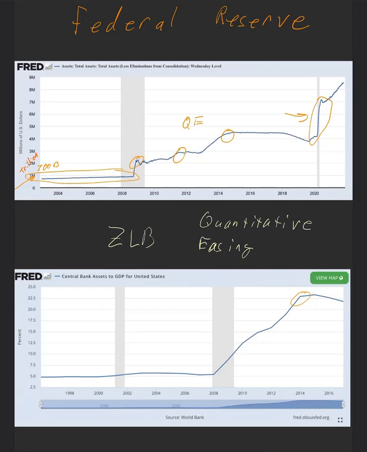Now, in reaction to 2008, we get our first episode of quantitative easing. It takes us up to 2 trillion. Okay, so more than doubling, almost tripling. In fact, actually, I think it did triple, because if you look, there's 2 trillion. Tripling of the Fed balance sheet.